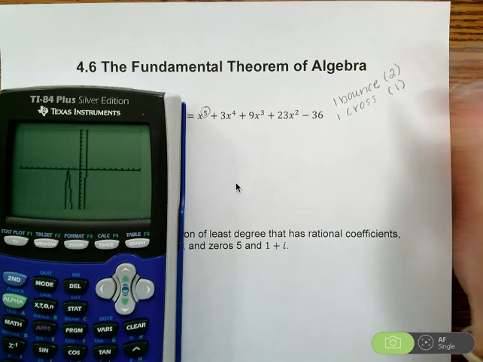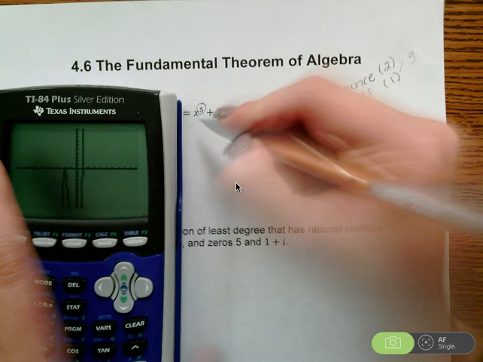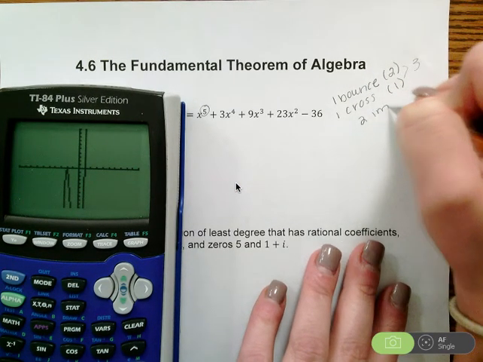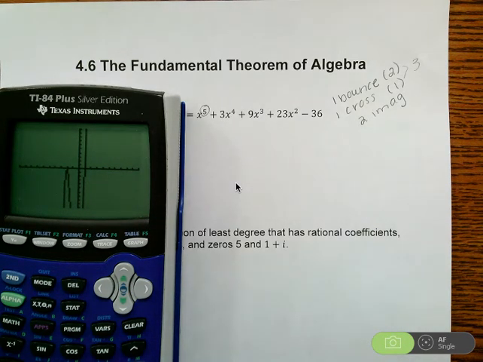The cross accounts for 1, so that's a total of 3 zeros, meaning that because we have 5 zeros total, we're going to have 2 imaginary zeros. And that's just something to know going into it, so you kind of know what to expect, okay?